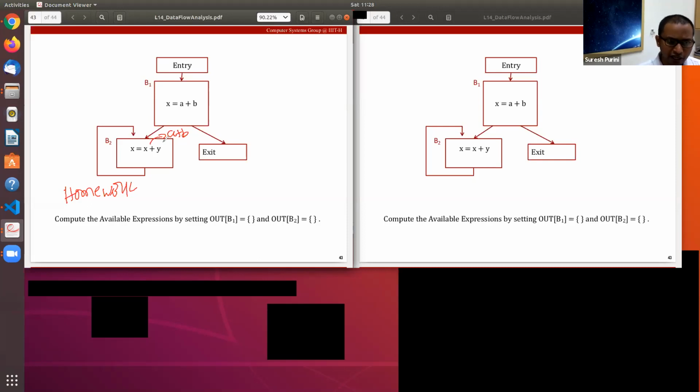But in this particular case, theoretically speaking, at this program point P, A plus B is available, but we say it is not available if we start with an underestimate. But it is not a big deal in this example because we are not losing out on optimization opportunities. So I want you to come up with an interesting example where underestimation leads to a lost optimization opportunity or some incorrect program transformation.